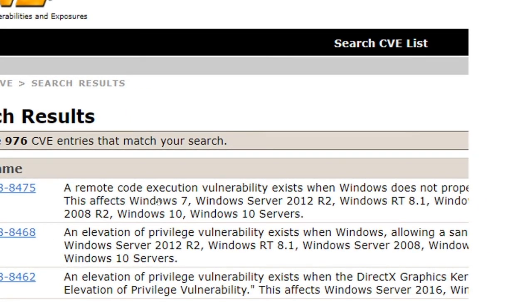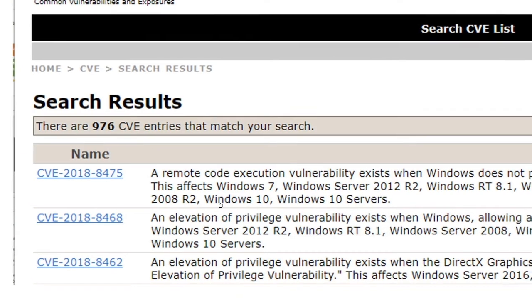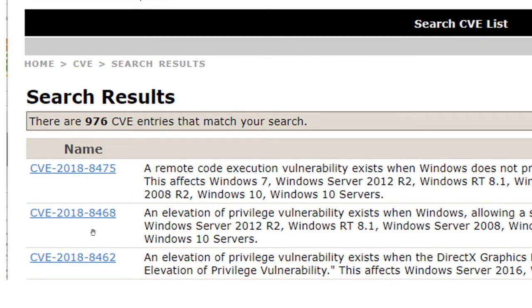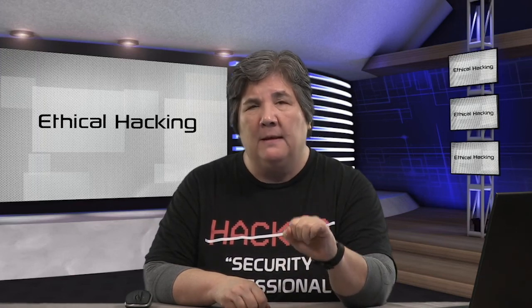So it's a remote code execution vulnerability that exists when Windows does not... it affects certain operating systems. Then you can see here's another one. Here's CVE 2018-8468. This is privilege elevation under blah, blah, blah conditions affecting certain OSs, etc. Not all of these are operating systems. They can be particular applications or service versions. So when you do vulnerability scanning and pen testing and defense and research, you need to know these scoring systems.